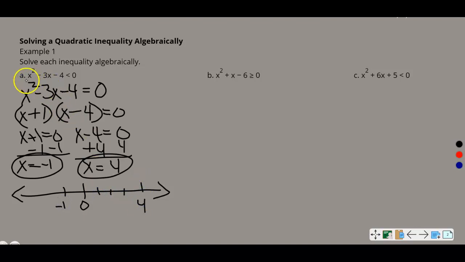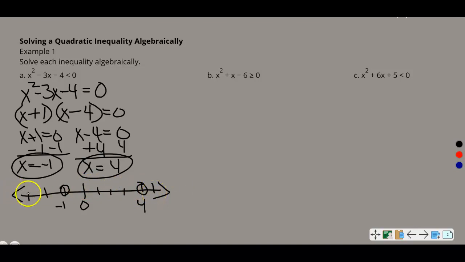Now, this says x squared minus 3x minus 4 less than 0. Remember, if it's less than or greater than, it means these are not included in the solution. So what we're going to do is make open circles here. These points are not included in our solution. So what we want to do is now we have divided the number line into 3 parts. Everything that is less than -1, everything between -1 and 4, and everything greater than 4.